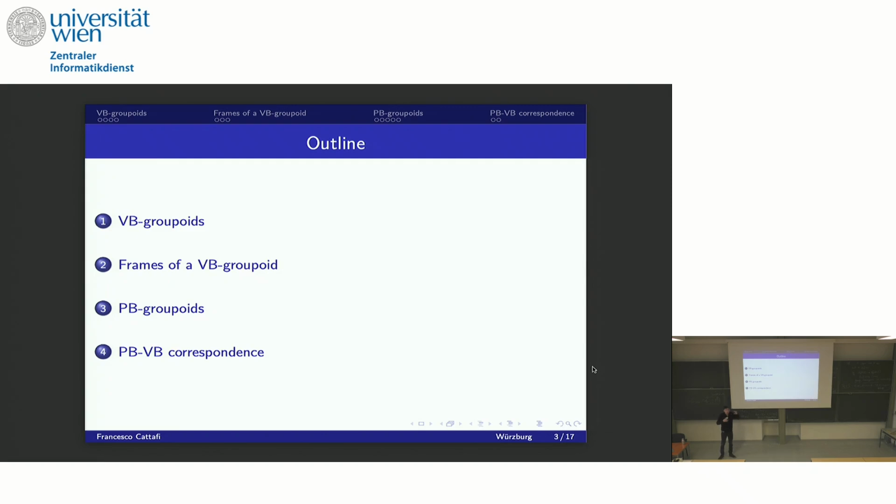Principal bundle could be seen as the structure behind the frame bundle of a vector bundle. And PB-groupoid here would arise as the structure behind the frame bundle of a VB-groupoid. And that's why here, in part number 2, I will have to explain something about the frame of a VB-groupoid. And then I will conclude with this correspondence and some other open questions that we have.